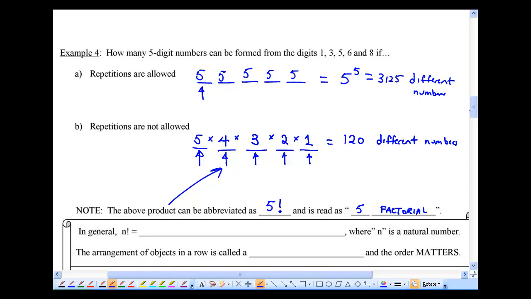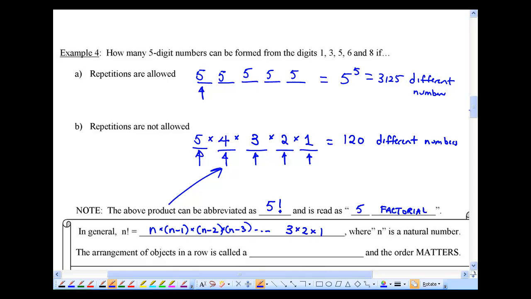So if I had 10 factorial, it would be 10 times 9 times 8 times 7 times 6 times 5 times 4 times 3 times 2 times 1. Okay. In general, if I have n factorial, where n stands for any natural number, you start with n, of course, and then you multiply it by the one just before it, n minus 1. And you multiply by the one before that, n minus 2. And the one before that, n minus 3. And you do this until you get to the bottom, which is 3 times 2 times 1. Okay?